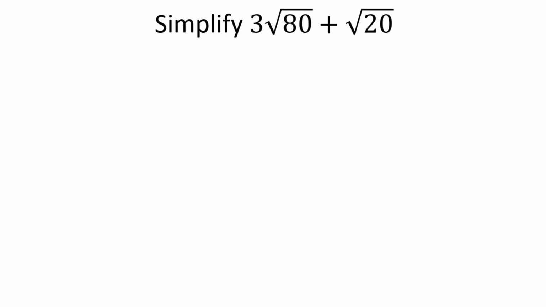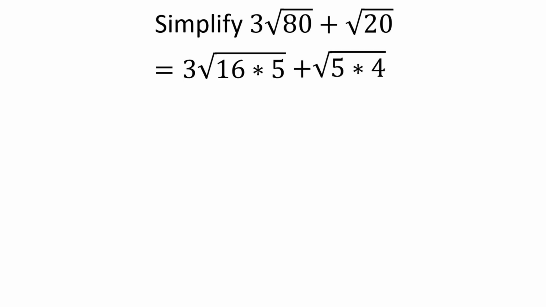3 square root 80 can be rewritten as 3 times the square root of 16 times 5, and the square root of 20 can be rewritten as the square root of 5 times 4. The square root of 16 is 4, so 4 times 3 is 12, making 12 times the square root of 5 for the first term. The second term simplifies to 2 times the square root of 5.